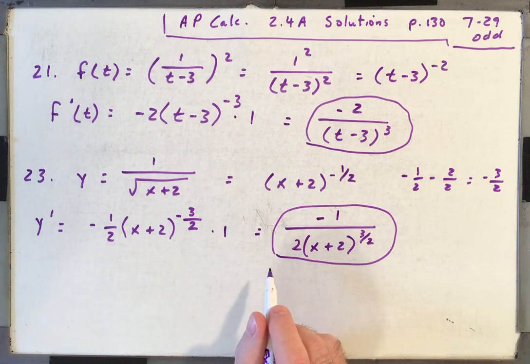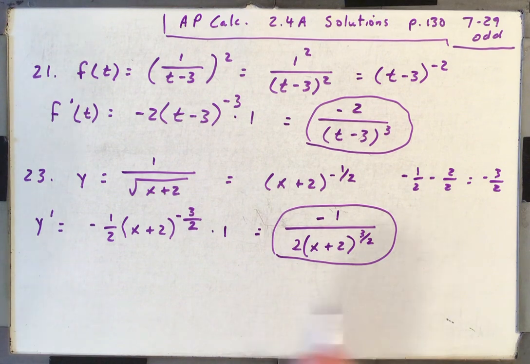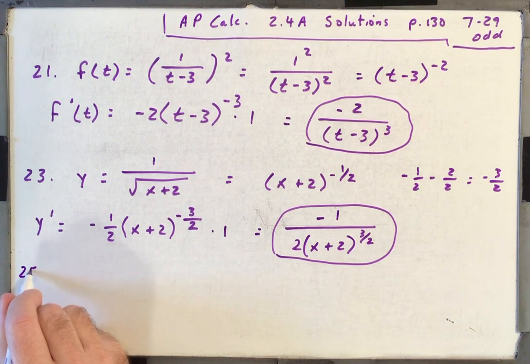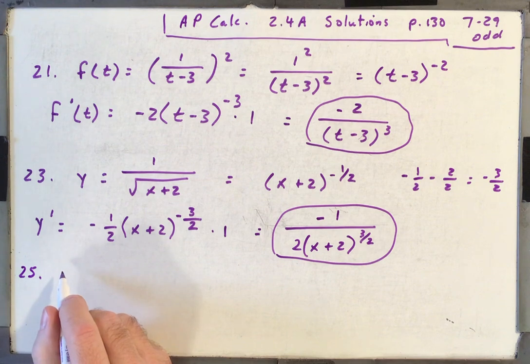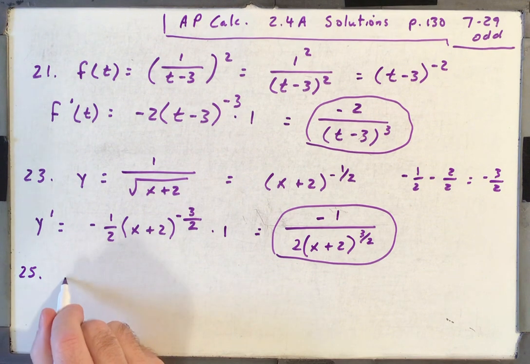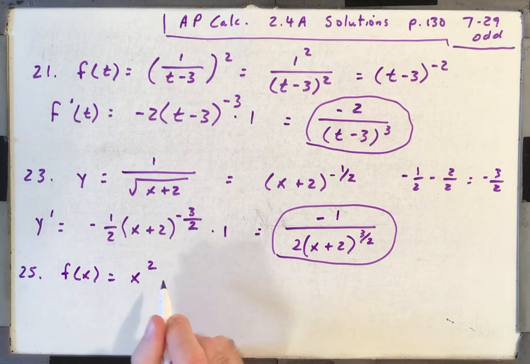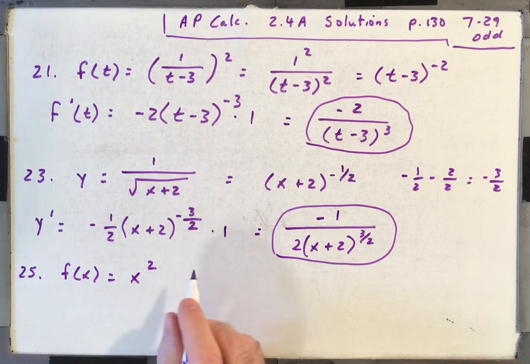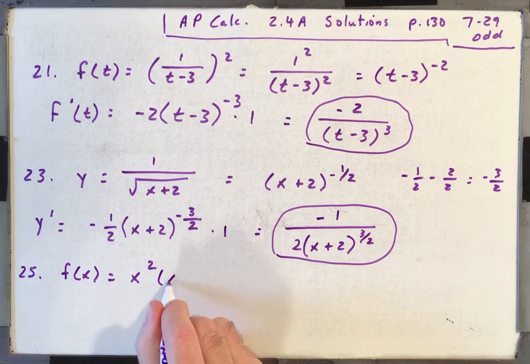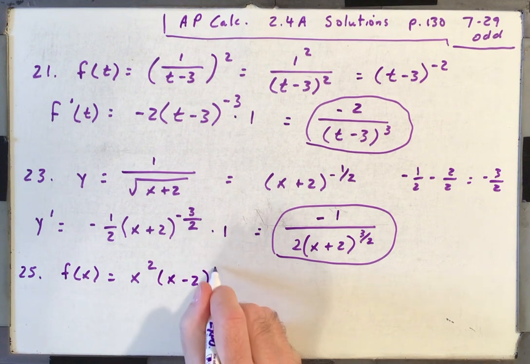All right, moving right along. So 25, I think I can get that in here. So 25 is f of x is equal to x squared times x minus 2 to the 4th power.